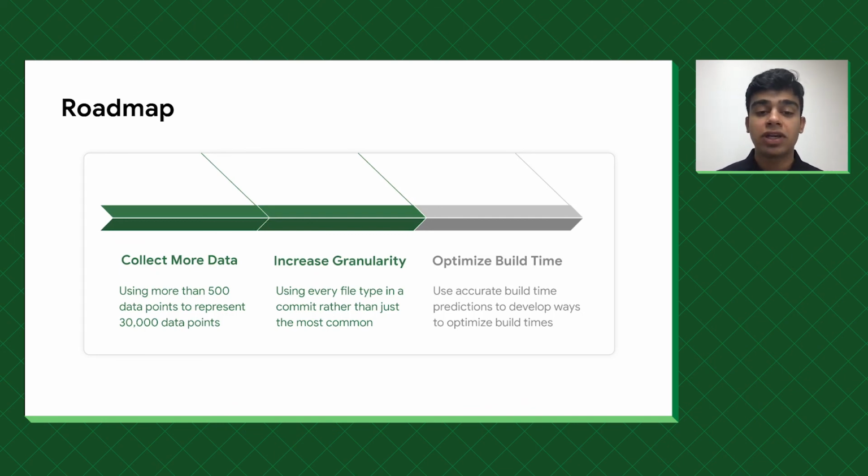And with those in mind, we can start building towards a more accurate machine learning model to predict Bazel build times, and then further use that model to understand which builds take how long and how we can use that data to further optimize build times and thus work towards our largest goal of decreasing energy consumption.